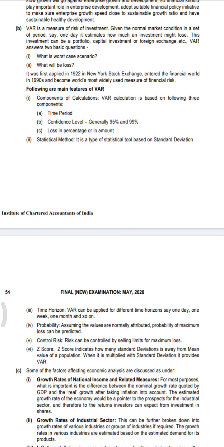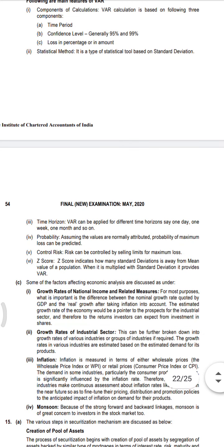Components of calculation. VAR calculation is based on the following three components: time period, confidence level, generally 95% and 99%, and loss in percentage or in amount. Statistical method: it is a type of statistical tool based on standard deviation. Time horizon, probability, control risk, Z score.